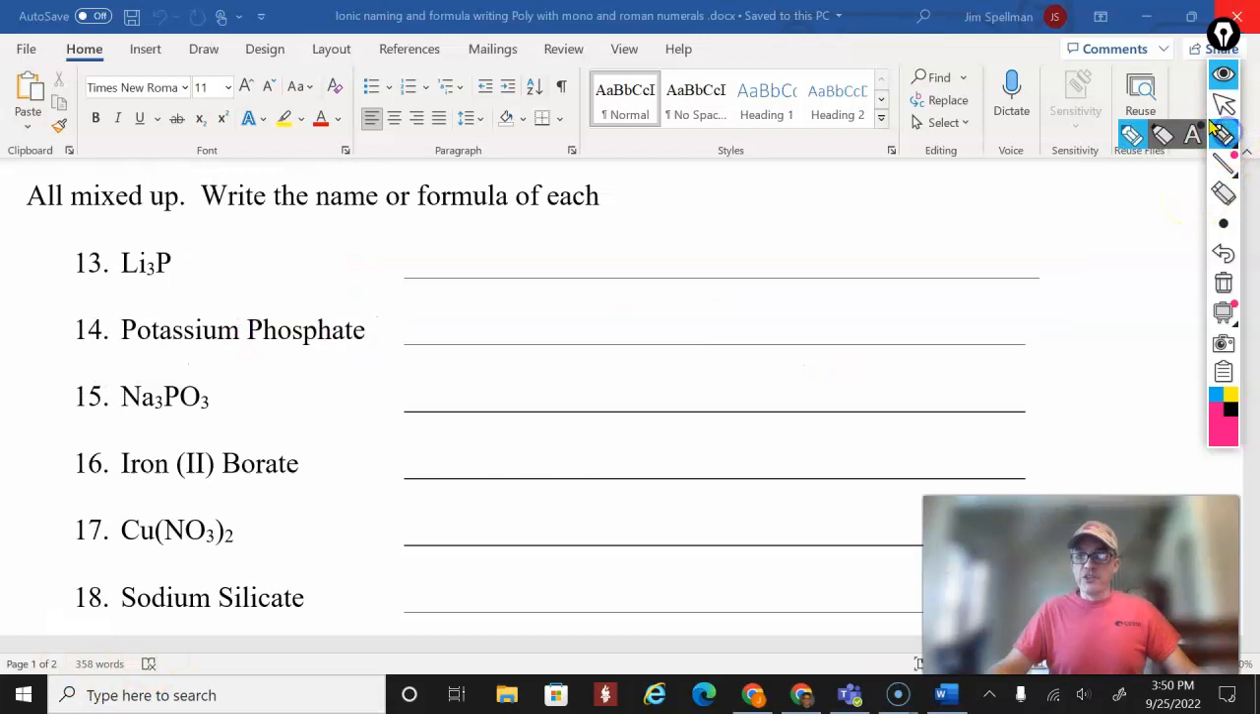All right, that wasn't challenging enough. We got these where they're all mixed up. And so one of the first things we need to do is evaluate what's going on. Do we just have regular ions? Do we have transition metals? Do we have polyatomic ions? And that helps us to figure out the name and the formula.